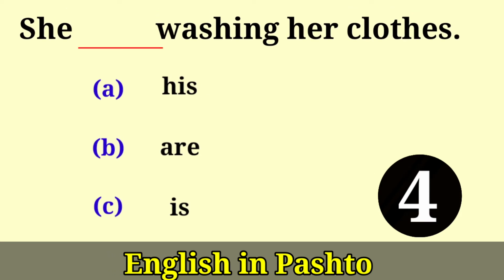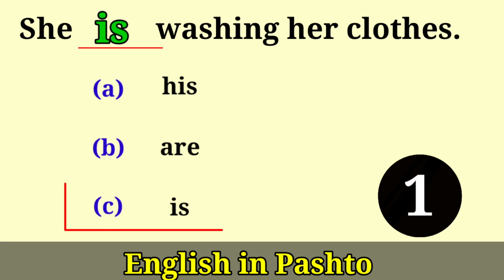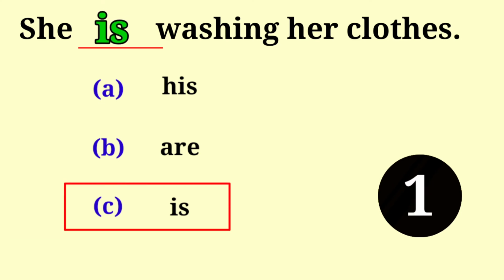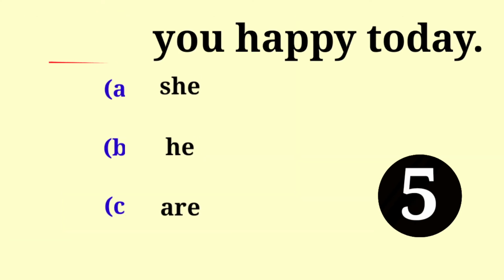She dash washing her clothes. A, has; B, or; C, is. The correct one is is.